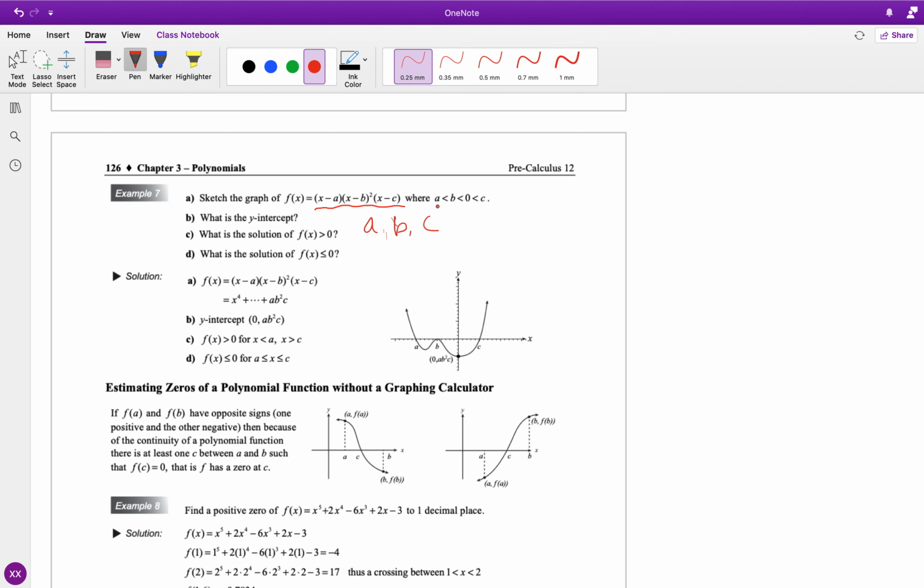So that means from here, a and b are negative numbers, and also a is smaller than b. Now c, on the other hand, is a positive number. So you can use the sign diagram or just even a number line. So just use a number line. Then we've got a 0 here.